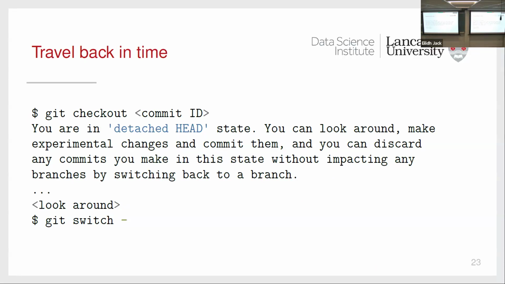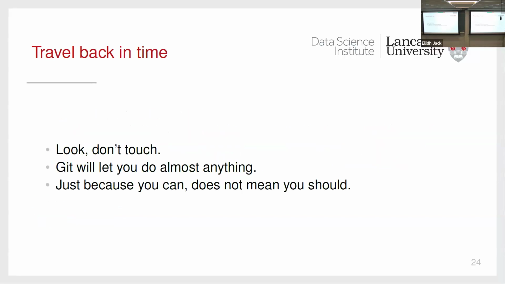You will get a warning from Git about a detached head state, and it tells you to look around and be careful what you're doing, because any changes you make in there won't be recorded, and you can end up with a few problems. Most of the time when you're checking out a previous version, it's to just rerun that code. You can look, but don't touch.